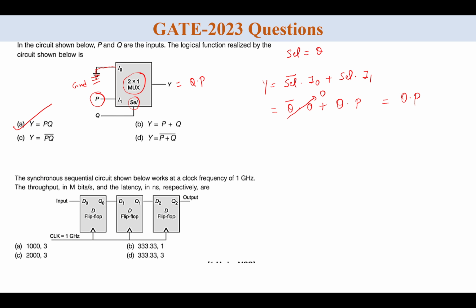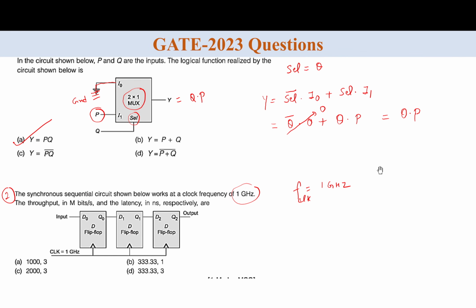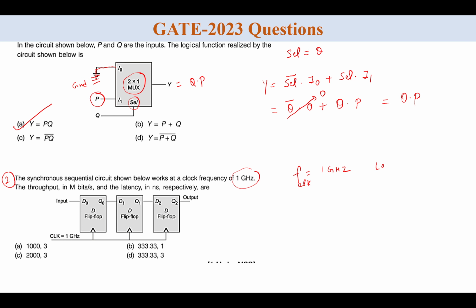Now this is the second question. The synchronous sequential circuit is shown below. Here the clock frequency is given, this clock frequency is 1 gigahertz. The question is you have to find the latency in nanosecond, and find the throughput in megabyte per second.